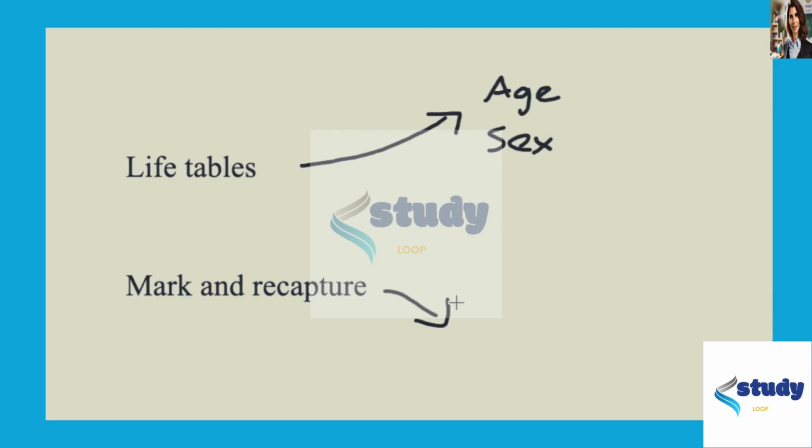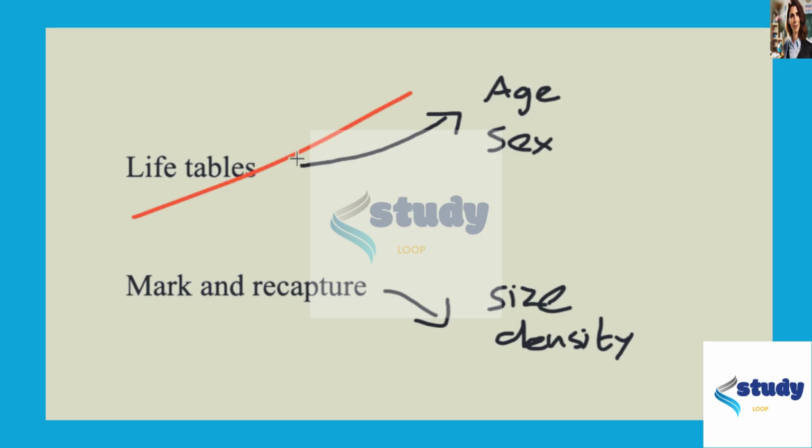The mark and recapture method, by contrast, is directly focused on determining the size and density of the population. So, based on that, we can eliminate the life tables as an option. So we know that it is not A or C, and we're narrowing it down to B or D. And the options differ.